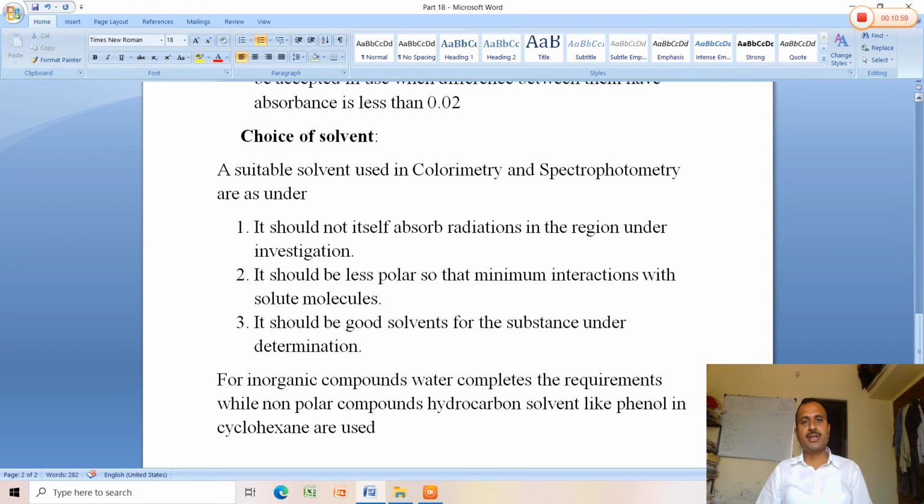Now, for the solvent, there are some conditions given. A suitable solvent used in colorimetry and spectrophotometry is as under. First, it should not itself absorb radiations in the region under investigation. The second is that it should be less polar, so that there are minimum interactions with solute molecules. The third condition is that it should be a good solvent for the substance under determination. So whatever substance we have to determine, the solvent should be good for that substance. So these are the 3 conditions.